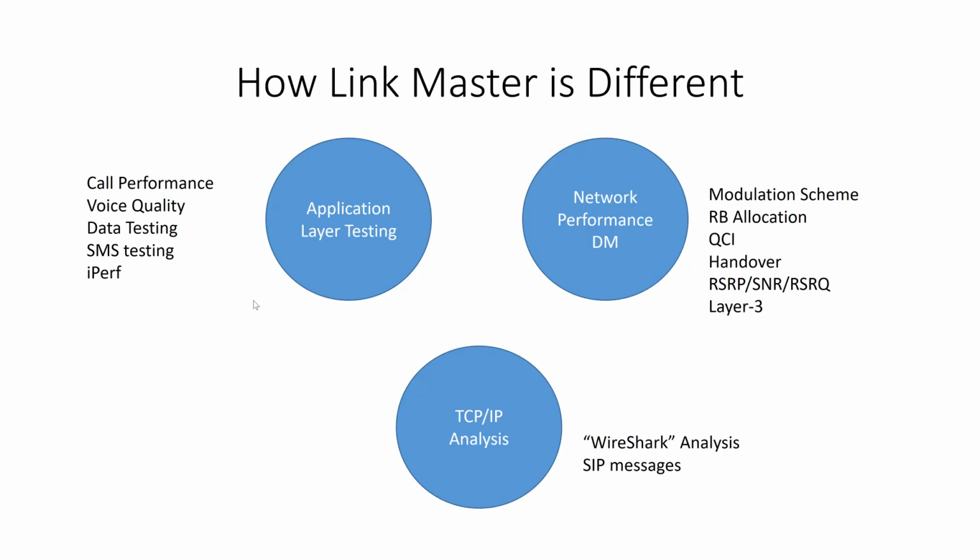So traditionally, you might have three different applications or three different testing software products to look at each of these different groups. But what LinkMaster will do is it'll sit right there in the middle and we'll be able to look at call performance testing and also modulation scheme simultaneously, or look at TCP IP layer while you're looking at the layer 3. And that becomes really important when you're trying to troubleshoot really more complex problems that are in your network.